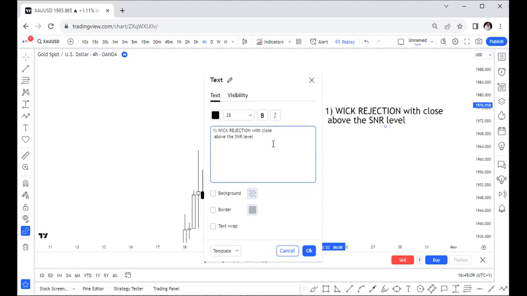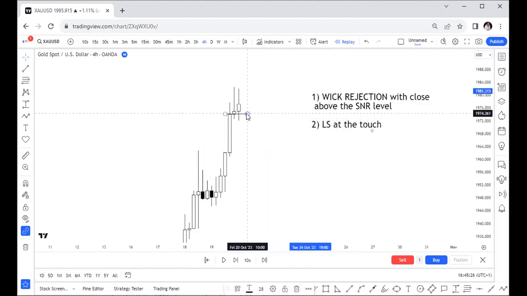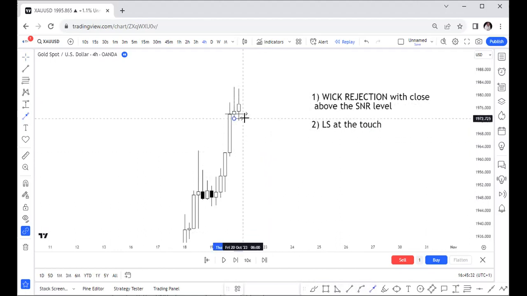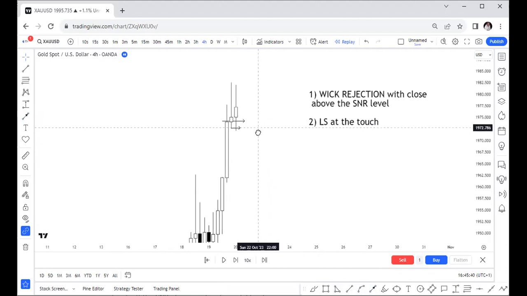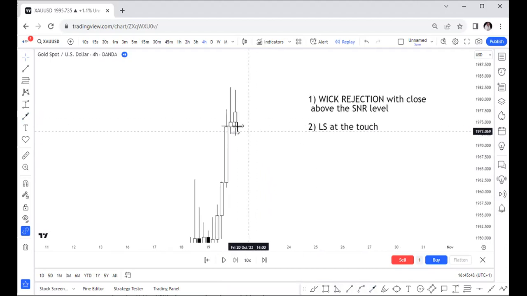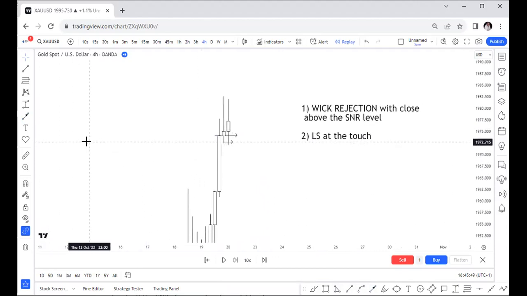Then we have a liquidity sweep. At the touch, it comes with a liquidity sweep, right? So the checklist. This is your liquidity sweep. This is the liquidity sweep here. You see it? That's a liquidity sweep. So we want to see it close here above it.